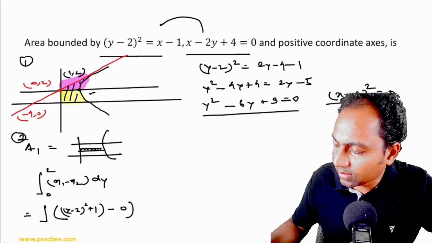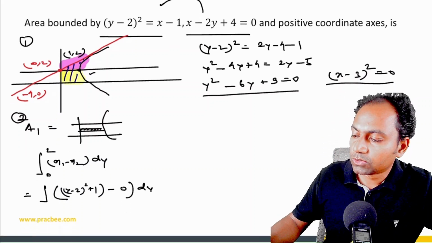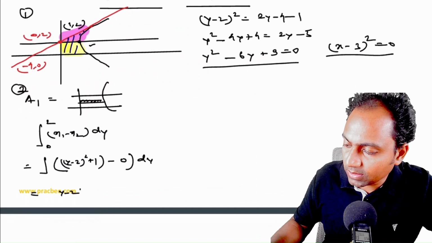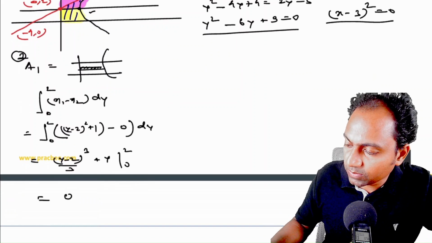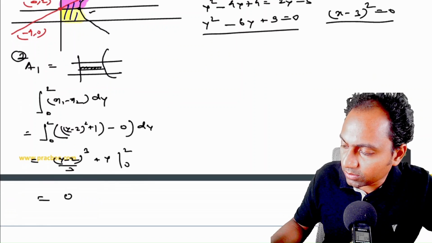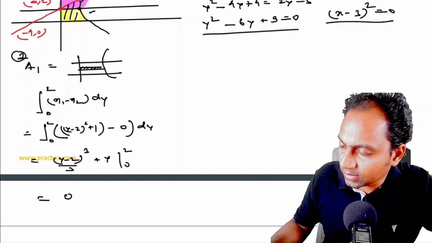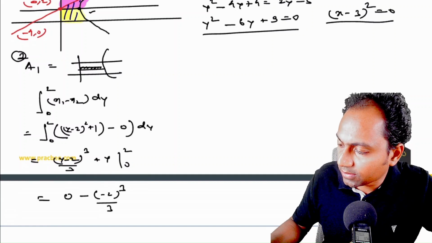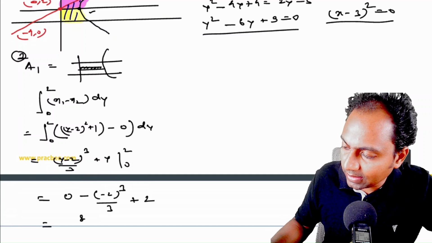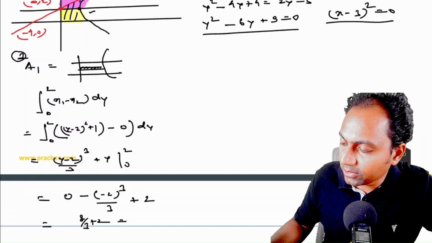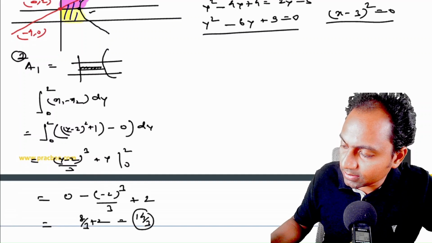And then let us integrate this. If I do so, what is the answer that I'm getting? This becomes (y minus 2) whole cube by 3 plus y, from 0 to 2. If you put 2, this becomes 0. And if I put 0, this becomes minus of (minus 2) raised to the power 3 by 3, which is 8 by 3, plus 2. That is 8 by 3 plus 6 by 3, which is 14 by 3. This is the answer of the first part.